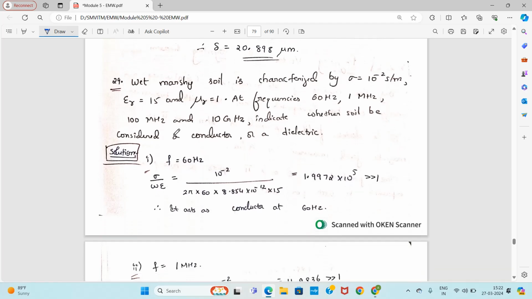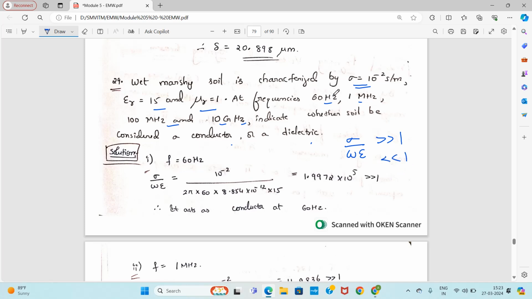The last problem: they've given a wet marshy soil characterized by the values given here. Four different frequencies are mentioned, and they're asking you when the soil is going to behave as a conductor and when it is going to behave as a dielectric. For different frequencies, you have to tell the property of the soil, whether it is a conductor or a dielectric. To decide, the value you are going to find is sigma by omega epsilon, this ratio. If it is very much greater than 1, it is a conductor. If it is very much less than 1, it is a dielectric.